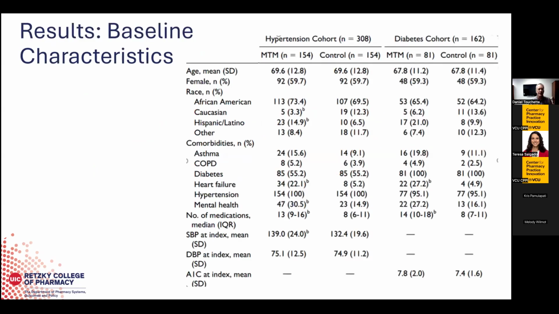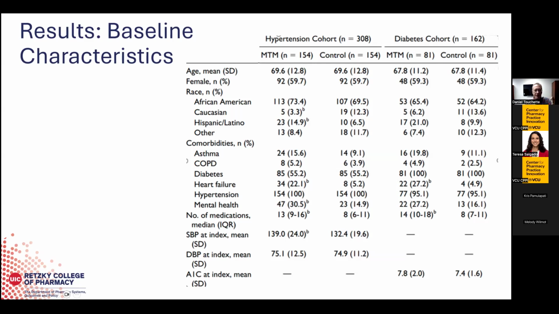Here are the baseline characteristics. Because we did match, you'll see that many of these baseline characteristics are pretty much identical. Where there was not matching or where there was incomplete matching, we do have some slight differences, but none of them were really problematic.